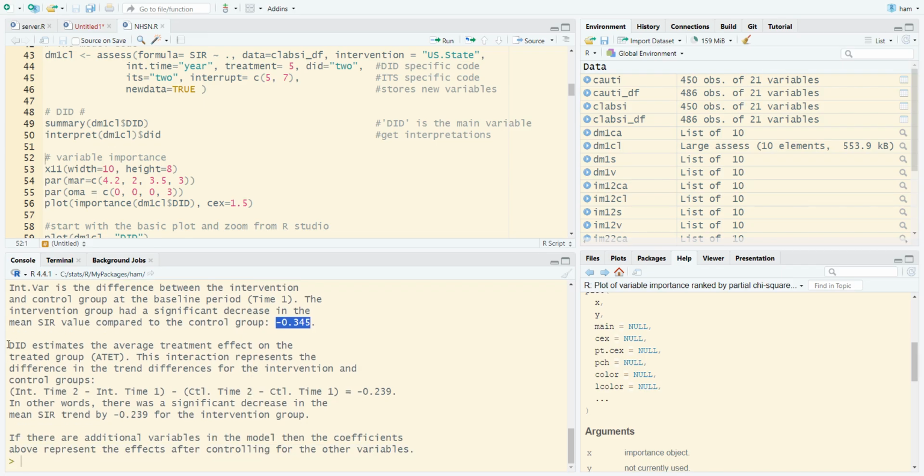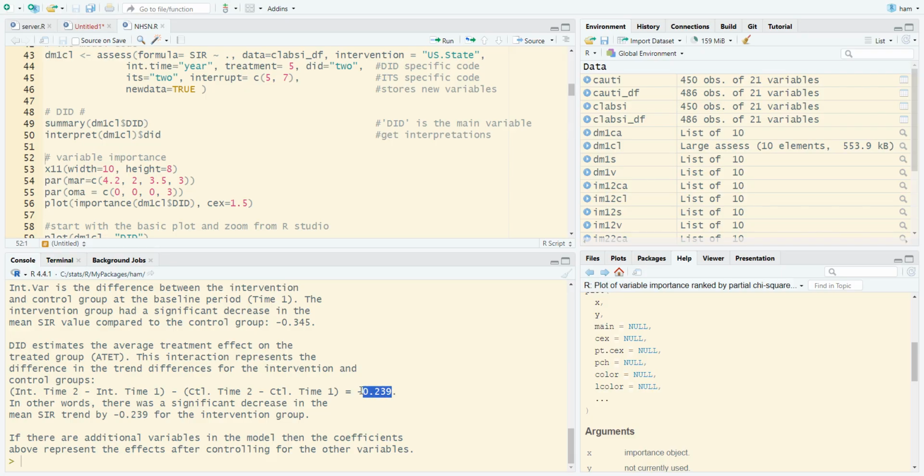And now we're at our main variable, which is our DID variable, and DID estimates the average treatment effect on the treated group. This interaction represents the difference in the trend differences for the intervention and control groups. So it would be intervention time 2 minus intervention time 1, and that change in the trend is then subtracted by the control group's time 2 value minus the control group's time 1 value, and that comes out to negative 2.39.